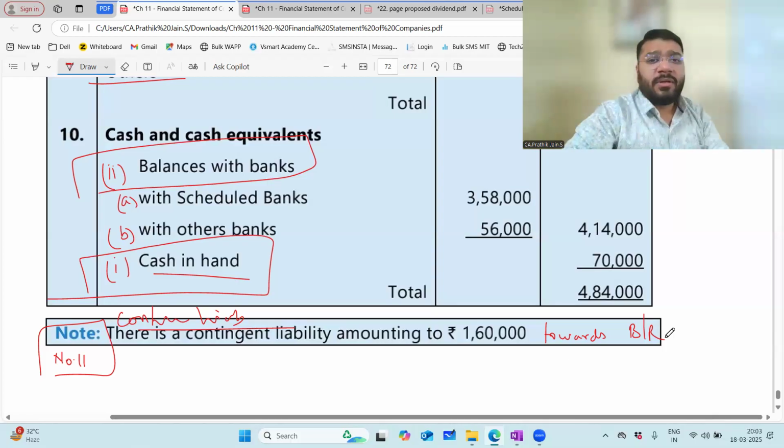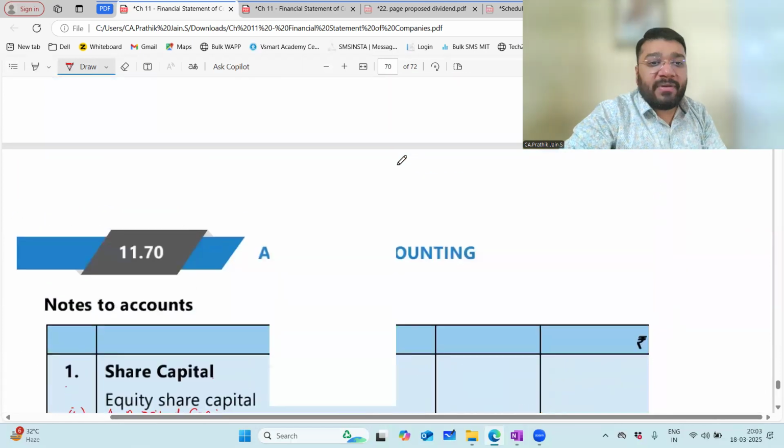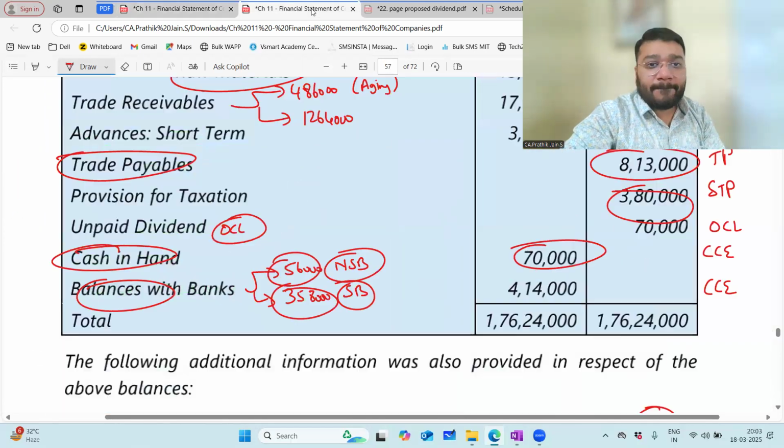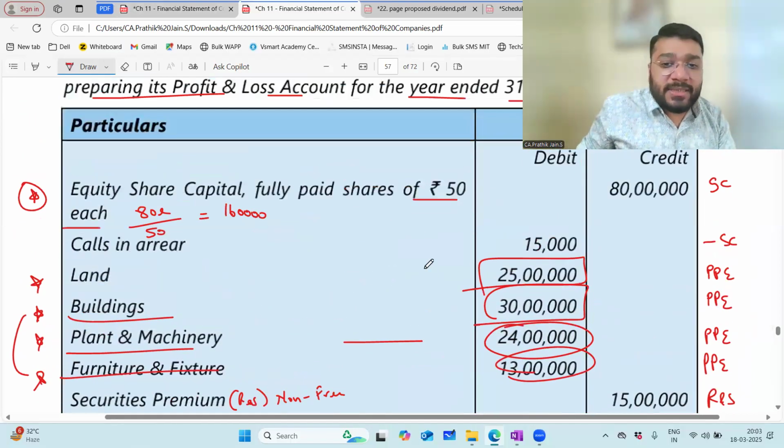No. The gross block of the land, I took it from the net block itself because land is an appreciable asset. So there's no depreciation on the land. So where is the net block given? The net block is given in the trial balance. In the trial balance, if you see, land 25 lakh is given. So this is the net block.